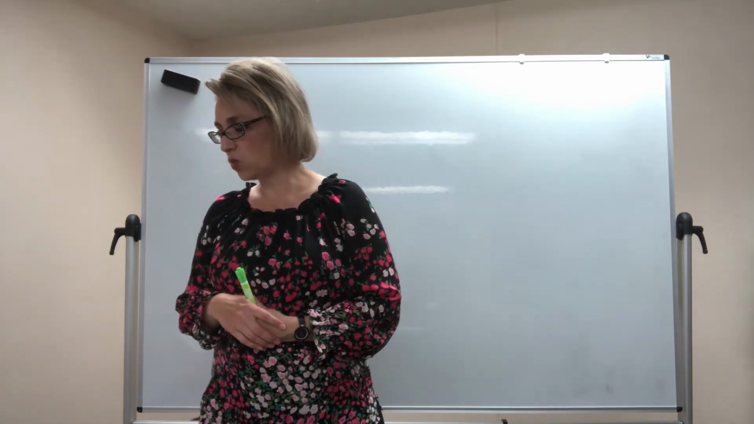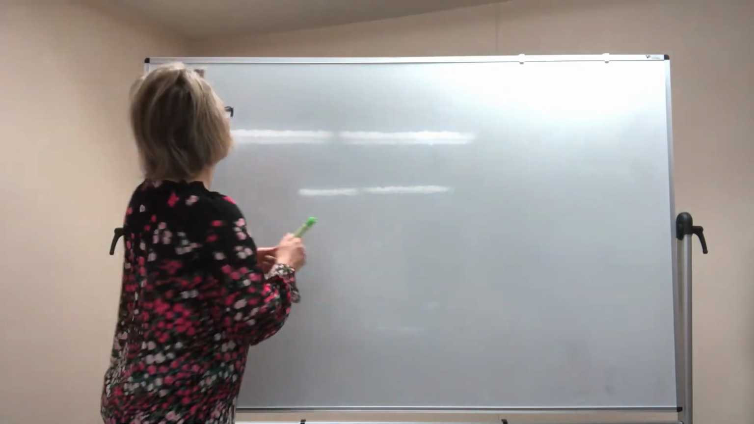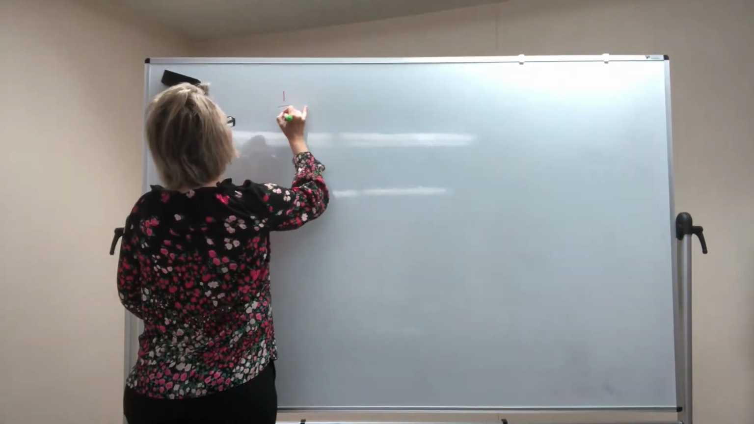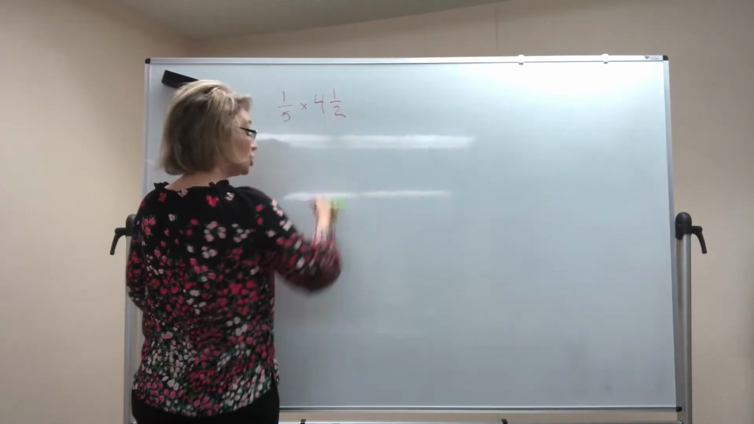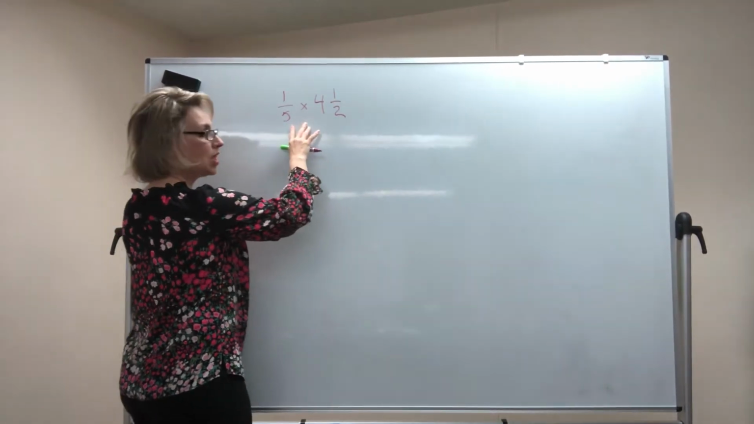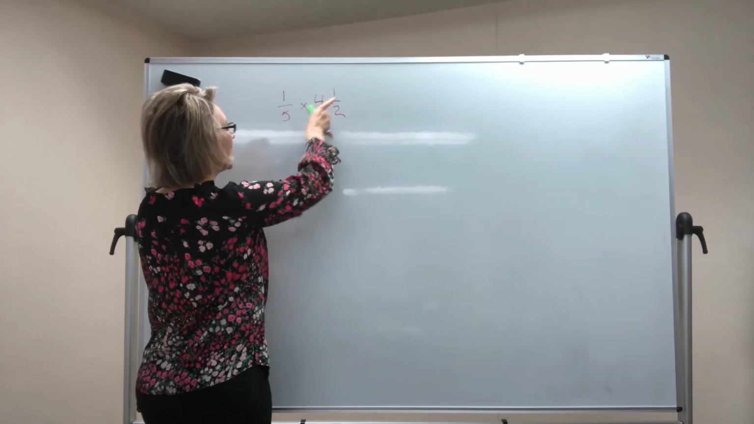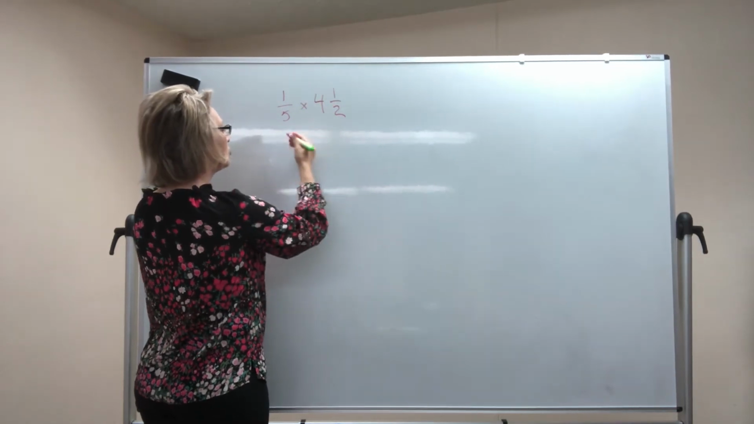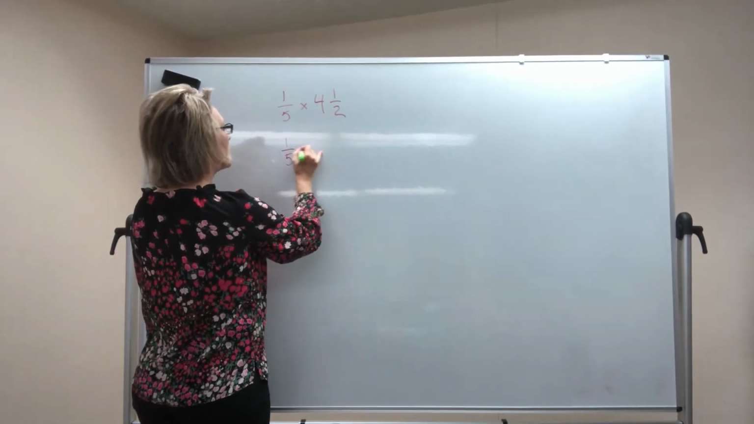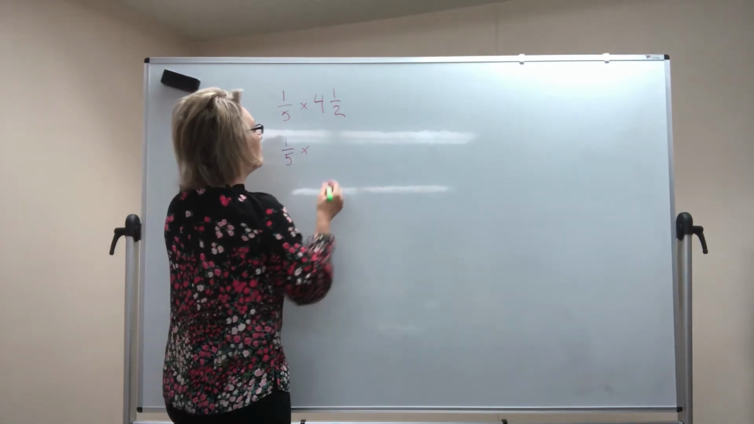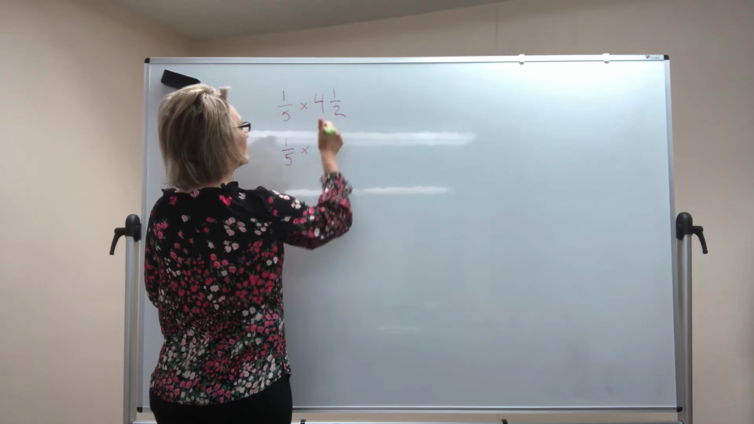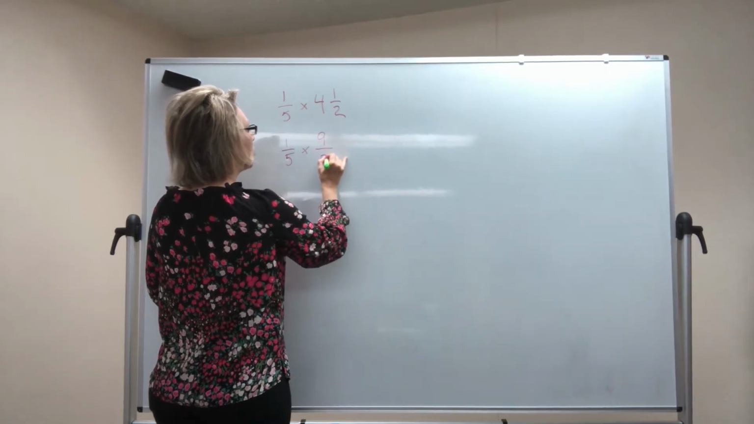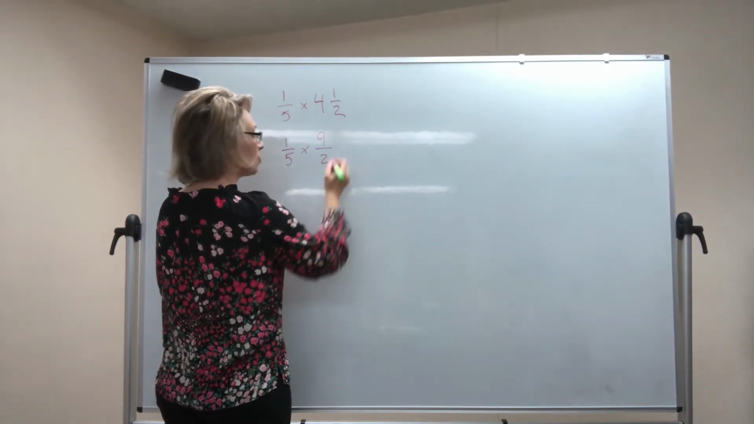Example 1 shows us 1/5 times 4 1/2. Do you remember what we said? We cannot multiply or divide when we have a mixed number. We have to change that into an improper fraction. So we can leave the 1/5, but let's change this into an improper fraction. 2 times 4 is 8, plus 1 is 9/2.